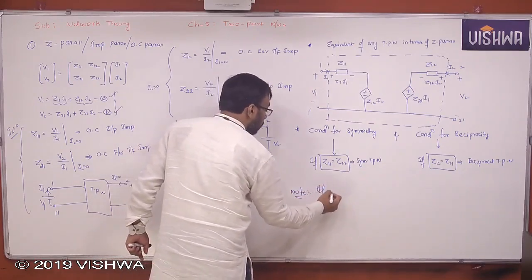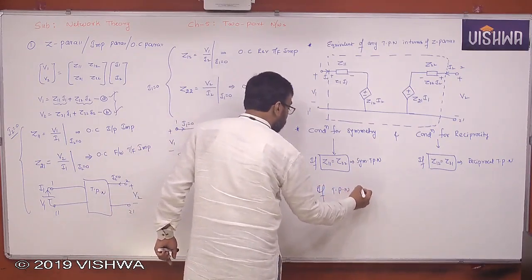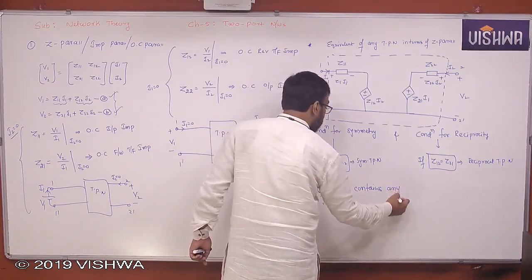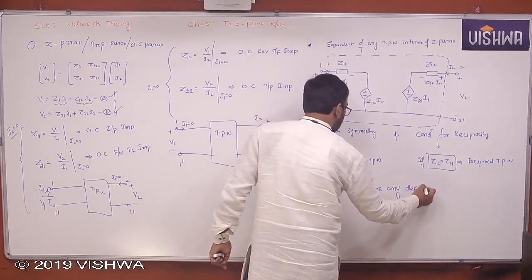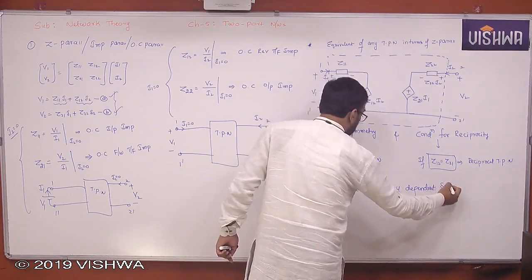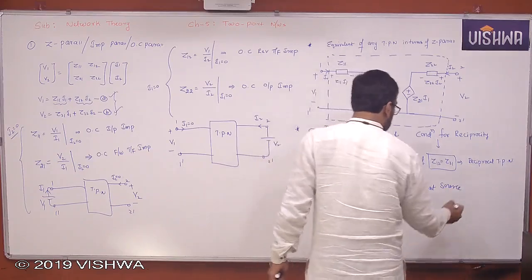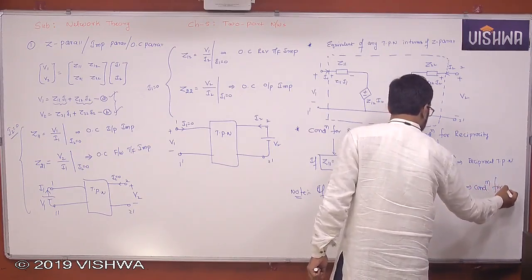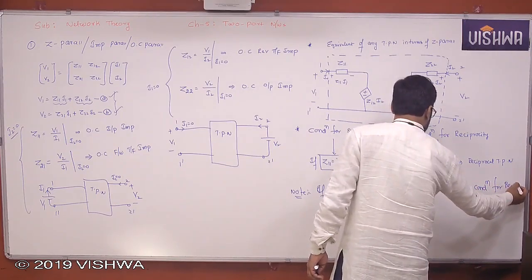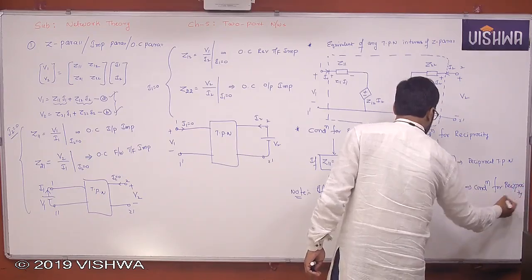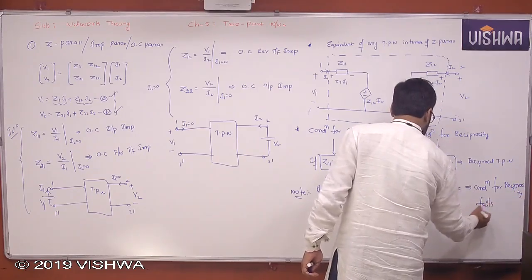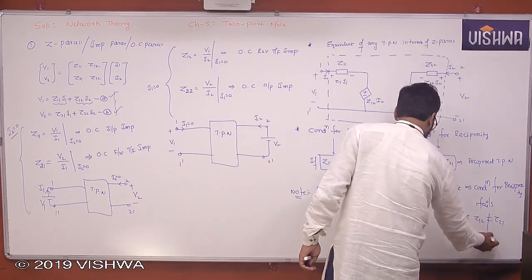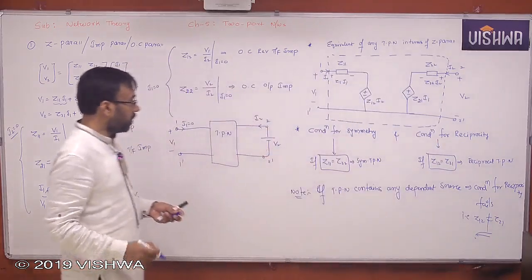If a two-port network contains any dependent source, the condition for reciprocity fails. That means Z12 is not equal to Z21. Please note this, all of you, quickly.